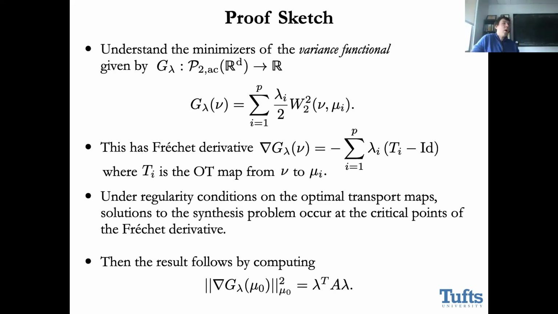So how does this work at a high level? The way it works is we think about what we call the variance functional. This is going to be a map from the space of measures into R. What it does is you give me a candidate measure nu, and I'm going to compute these average distances to the mu i's. The way to think about G lambda of nu is that if I fix lambda, the barycenter is the minimizer in nu. But here we're fixing nu and trying to understand what happens in lambda.